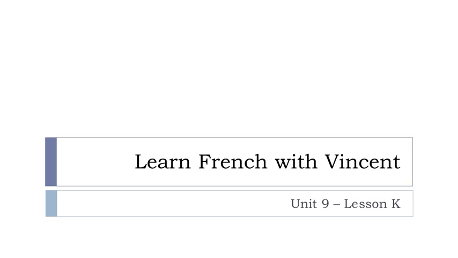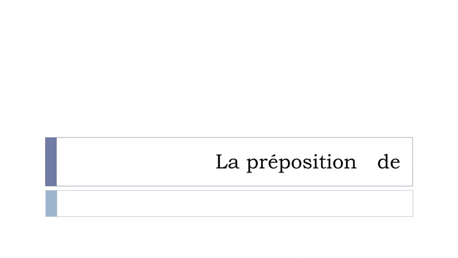Bonjour à tous and welcome to Learn French with Vincent, and this is Unité 9, leçon K. In this lesson we'll discover together la préposition de. In the previous lesson it was la préposition à, and the lesson before it was the combination of these two prepositions when you've got articles after. So if you didn't watch them, please do, it will be easier for you.